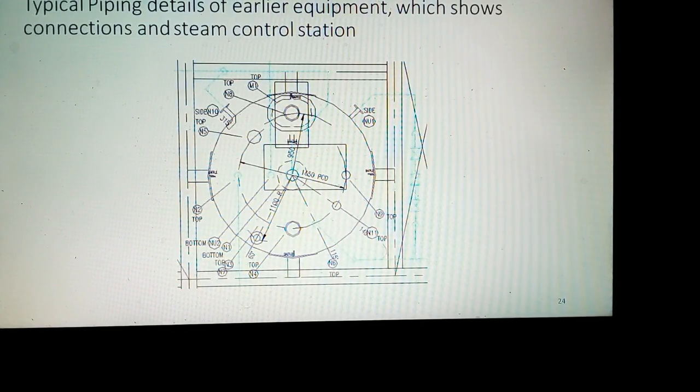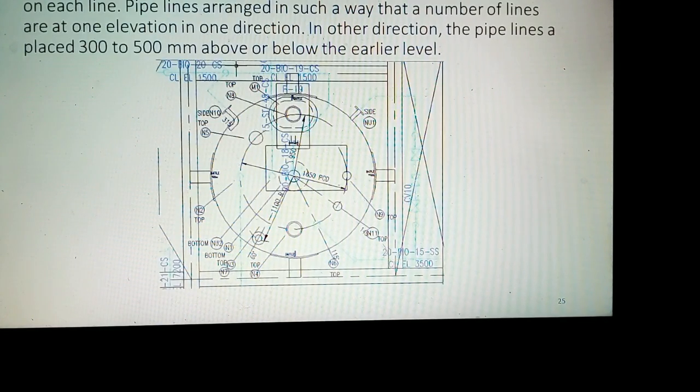Typical piping details of earlier equipment, which shows connection and steam control station. Line numbers and elevation of each pipeline from floor level are marked on each line. Pipe lines are arranged in such a way that a number of lines are at one elevation in one direction. In other direction, the pipe lines are placed 300 to 500 millimeters above or below the earlier level.